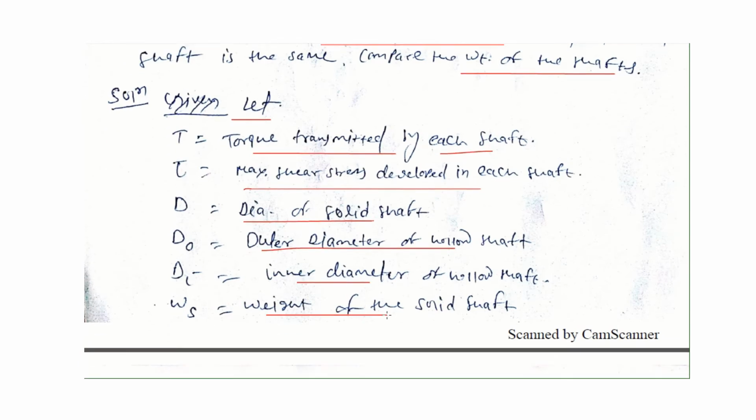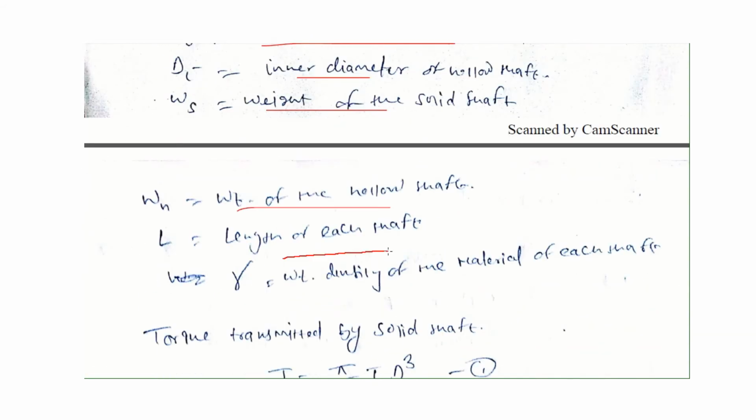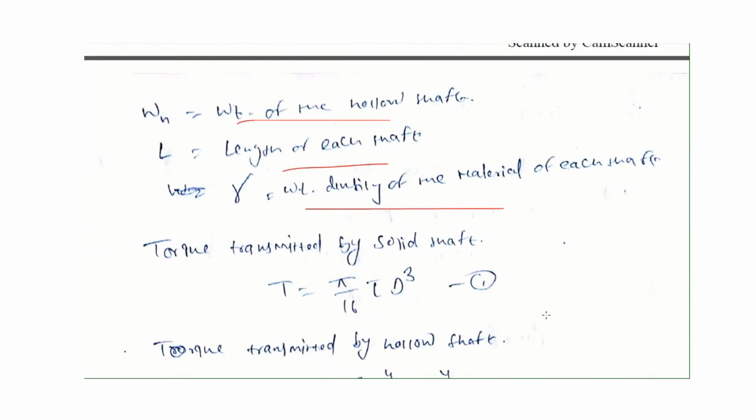Ws represents the weight of the solid shaft, Wh the weight of the hollow shaft, L is the length of each shaft, and gamma is the weight density of the material of each shaft. Now the torque transmitted by the solid shaft is T equals pi by 16 tau d cube. This we saw in the previous lecture and previous derivation.